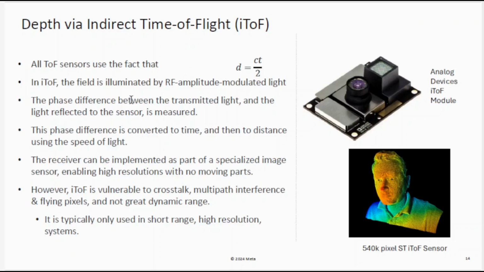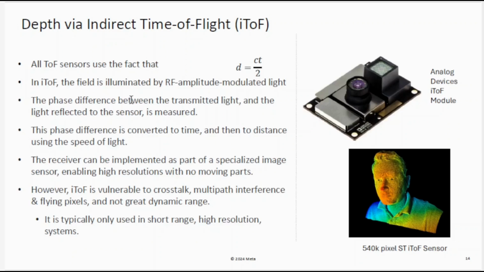But an ITOF system, fundamentally, you're doing an amplitude modulation of light. And you use that phase difference between the transmit and the receive, and you convert that to time and then distance, et cetera, because you know what the speed of light is. That's the basic premise of an ITOF system. The receiver, like we talked about, can be implemented as part of a specialized sensor. You don't need laser scan, you don't need MEMS and things of that nature. It's pretty standard.